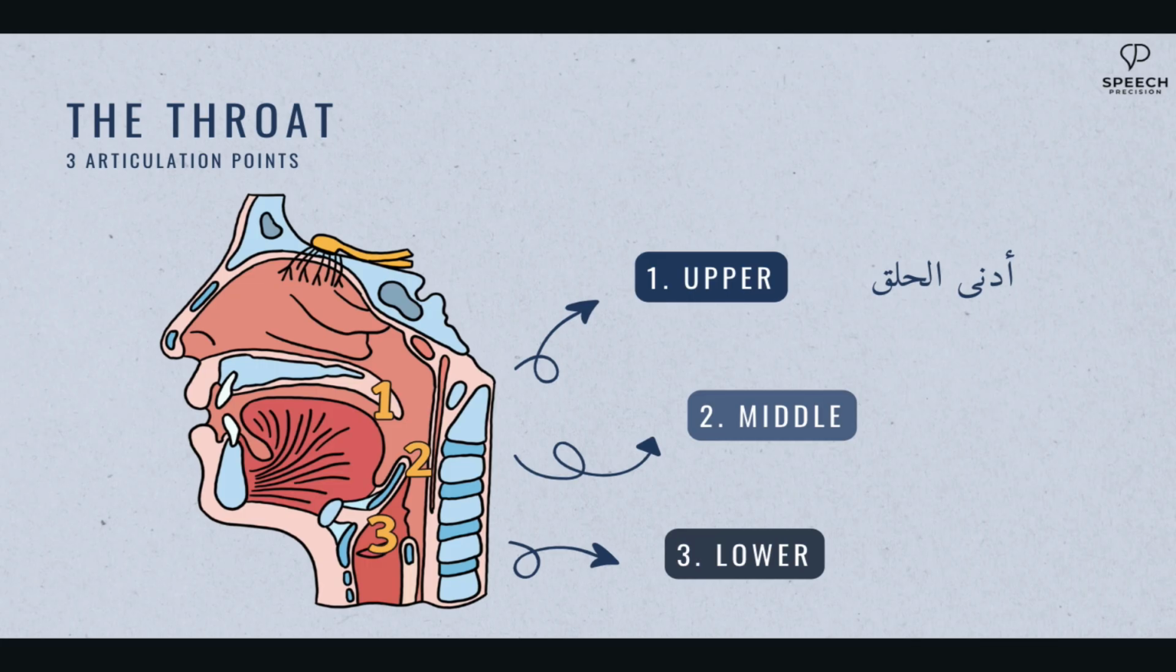Then the middle of the throat is called wasatul halq, which literally means the middle of the throat. And then you have aqsa al-halq, which means the furthest part of the throat. So the part of the throat that's furthest away from the mouth or furthest away from the lips.